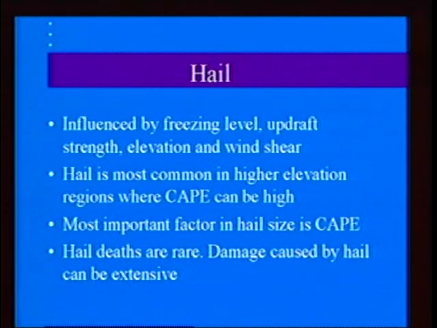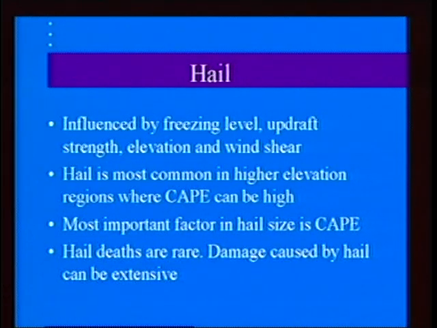A very large CAPE can produce large hailstones in a severe thunderstorm. The wind shear is important too. The more wind shear, that helps make the storm more severe, and it can cause it to generate larger hail. Hail is most common in the higher elevation regions where the CAPE can be high. So it's a location where it has a lot of instability and the elevation is high.